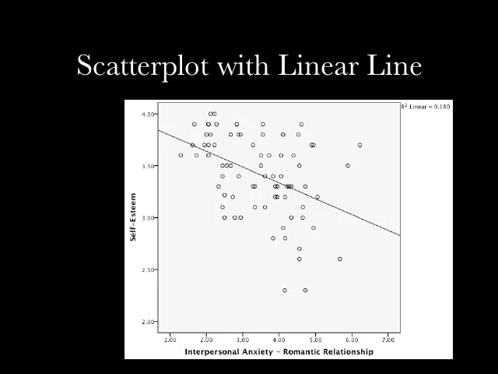The scatter plot allows us to eyeball our data. We can see the dispersion of the data, and the best fit line shows us the direction and strength of the relationship between our variables.